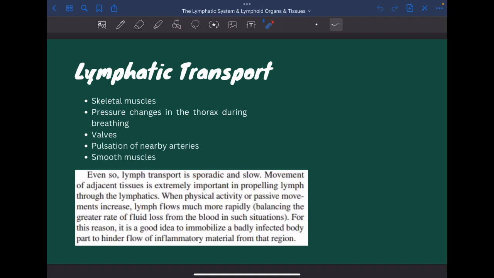In general, the movement of it is quite slow, which is ideal because we want the body to allow the lymph to sit in the lymph node and be checked if there is anything that needs to be removed. But during physical activity, the lymph will start moving a lot more rapidly, and ultimately this might result in imbalances, fluid loss, and so on. So normally if a person is badly infected, it is important to immobilize the body so that the lymph can move very slowly.